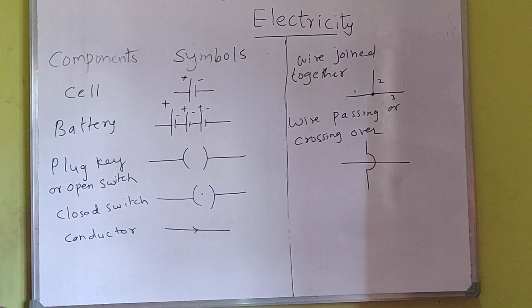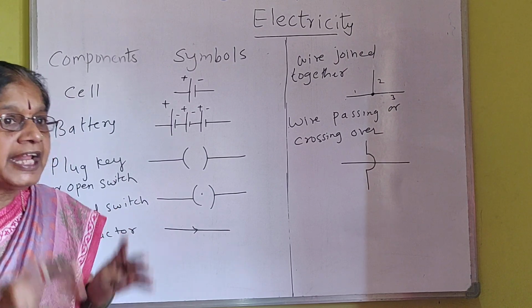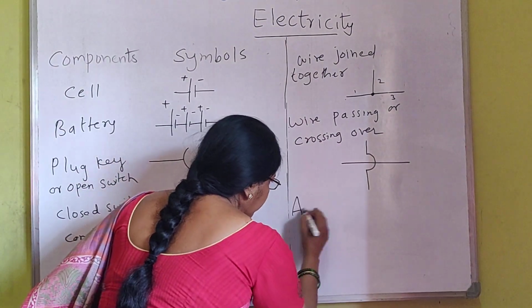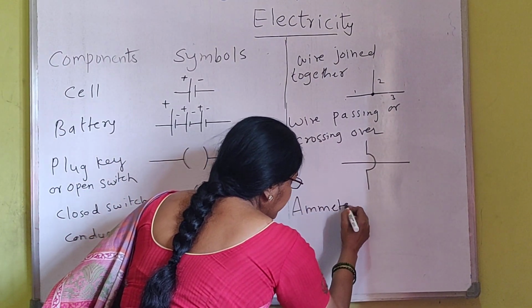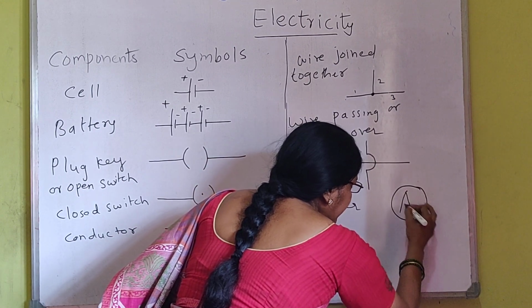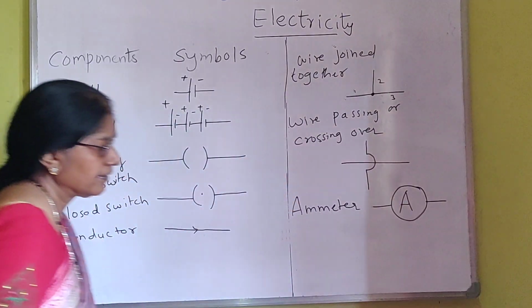Next, I told you about the ammeter. It is a device which measures the strength of the electric current. How to show that an ammeter is connected in the electric circuit? The symbol for ammeter is: draw a circle, and inside it write A, which represents that this is an ammeter.